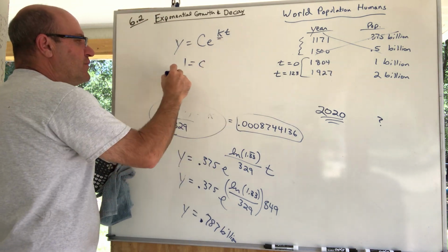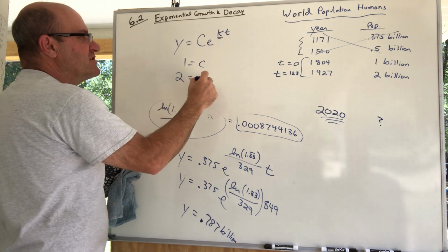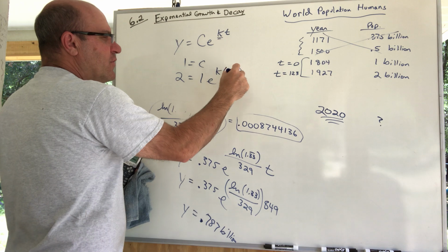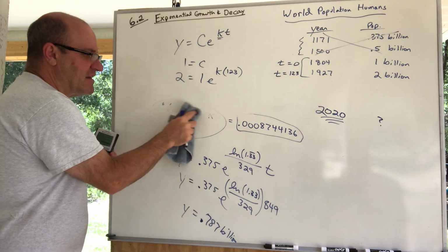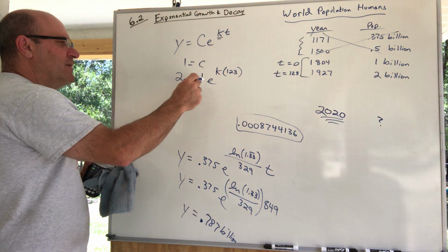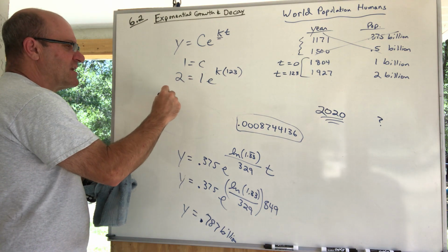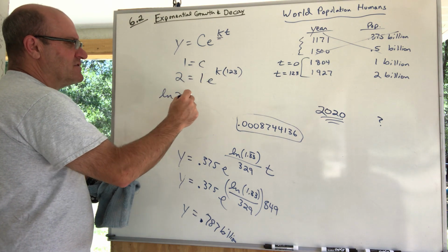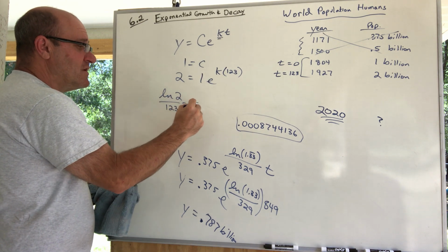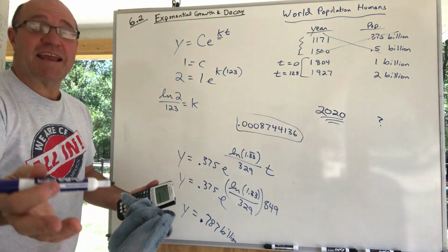I'm going to plug in 2 billion for the amount of people. C is a 1. E to the k, I don't know k, and I'm plugging in 123 years. So I'm going to find a different k. I'm going to leave this old k up here for fun. What do I do? Take the log of both sides. I get the natural log of 2. That cancels the e. I divide by 123. This is my new k for this since 1804.